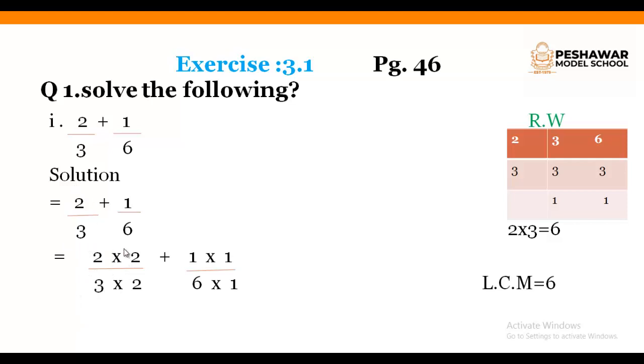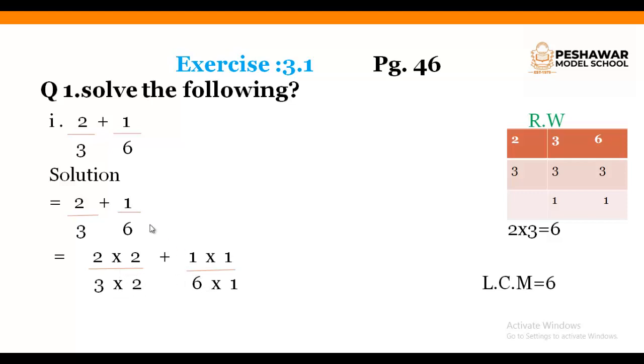So my dear student, you have to write the very first fraction in this step, 2 by 3 with the multiply sign. Now check that 6 is present in the table of the first fraction's denominator. Yes, 3 is the denominator. In the table of 3 you find 6.